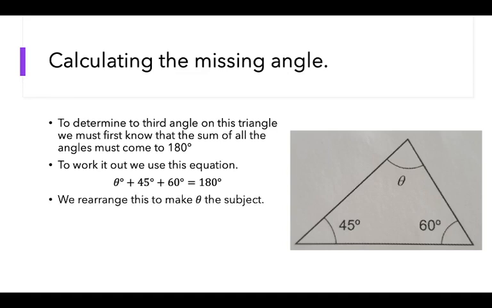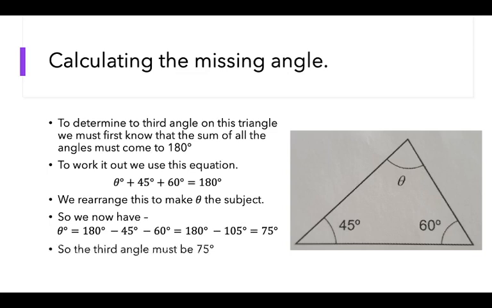So we rearrange this to make theta the subject. So now we've got theta equals 180 minus 45 minus 60, which is the same as 180 minus 105, which gives us 75. So this must mean the third angle equals 75 degrees.